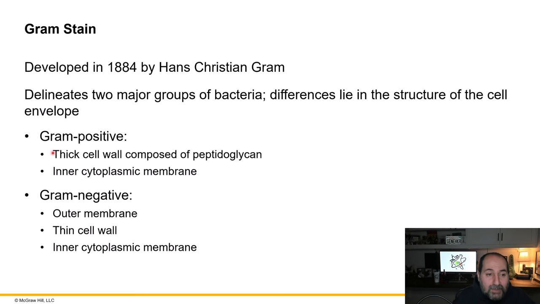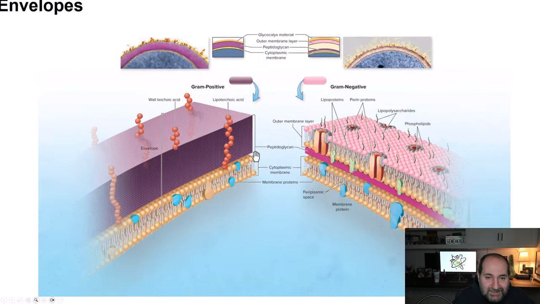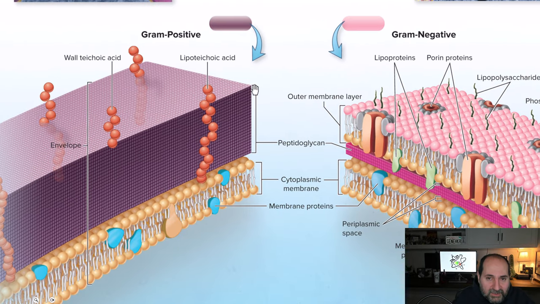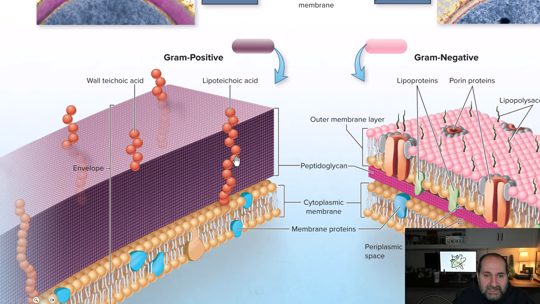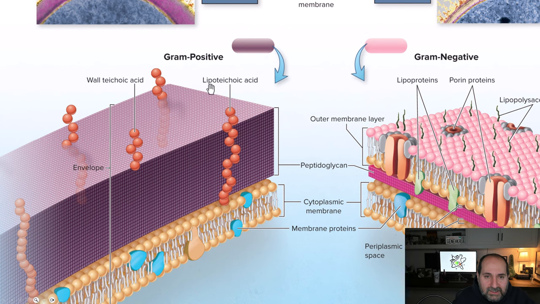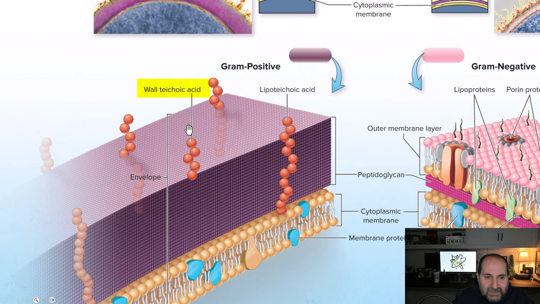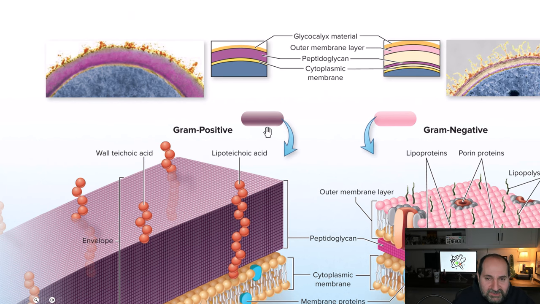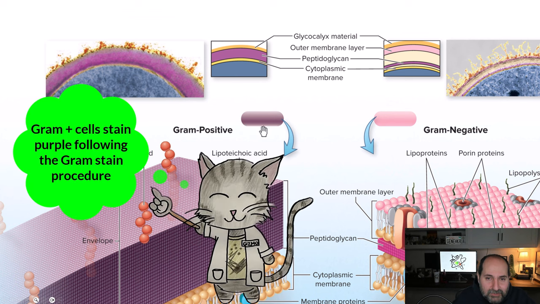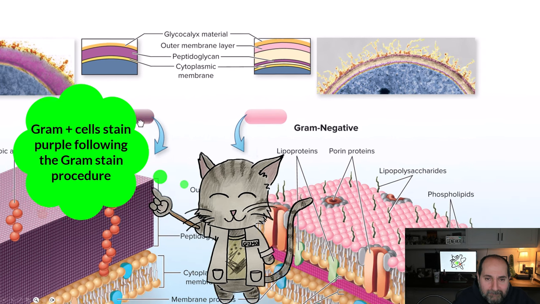Okay, the gram-positive bacterium. Later on it was discovered that these gram-positive bacterium have, again, this thick layer of peptidoglycan outside of their plasma membrane. In addition, they have these structures called lipoteichoic acids and teichoic acids, which lend a negative charge to the cell wall. These cells stain purple at the end of the gram stain. So when you do a gram stain procedure, these cells are purple.